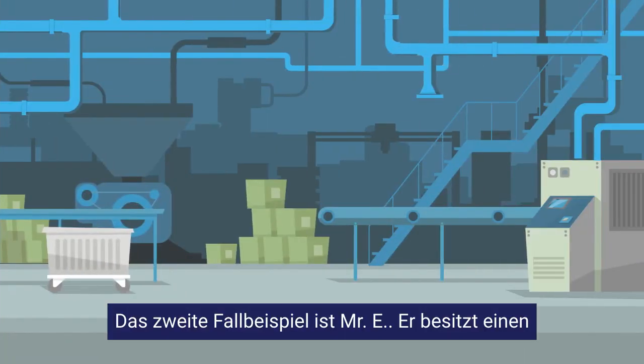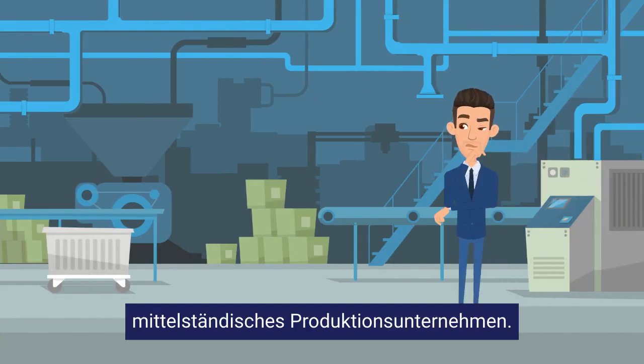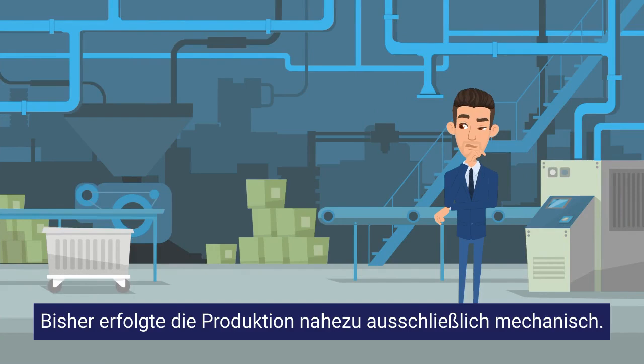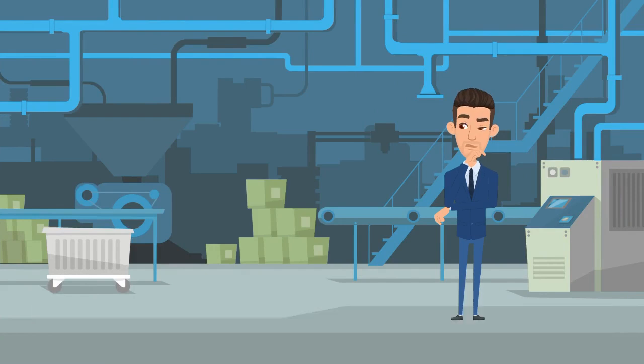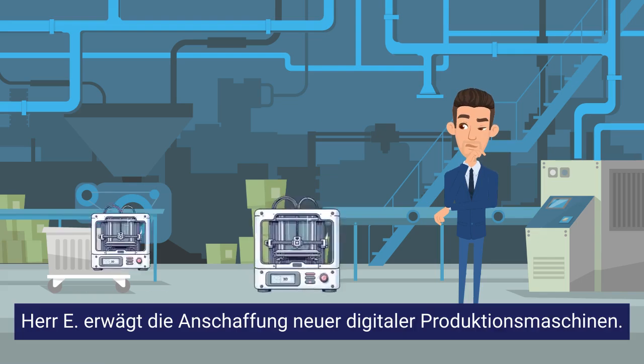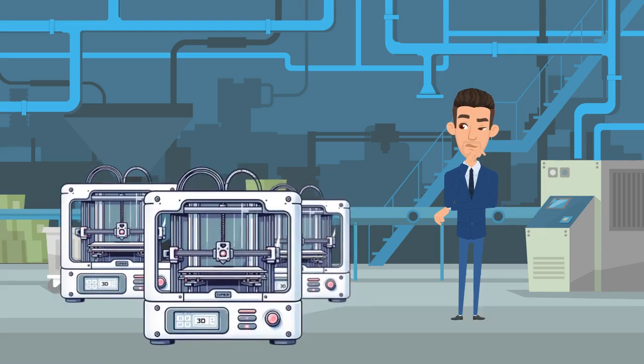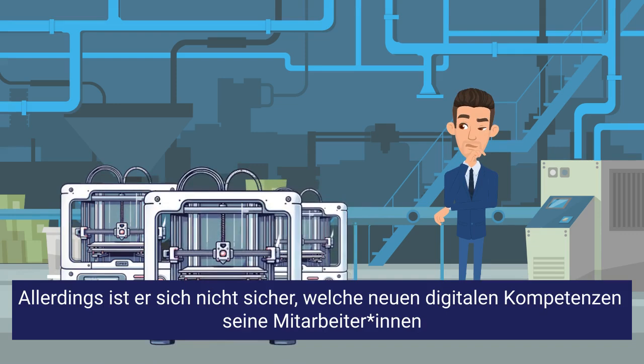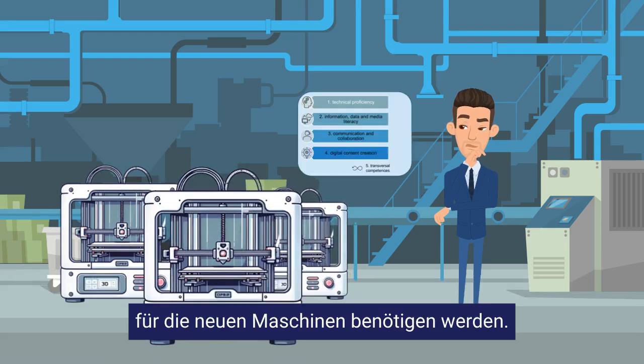The second case example is Mr. E. Mr. E is the owner of a medium-sized production company. So far the production is almost entirely mechanical. Mr. E is thinking about purchasing new digital production machines. However, he is not sure what new digital competences his employees need for the new machines.